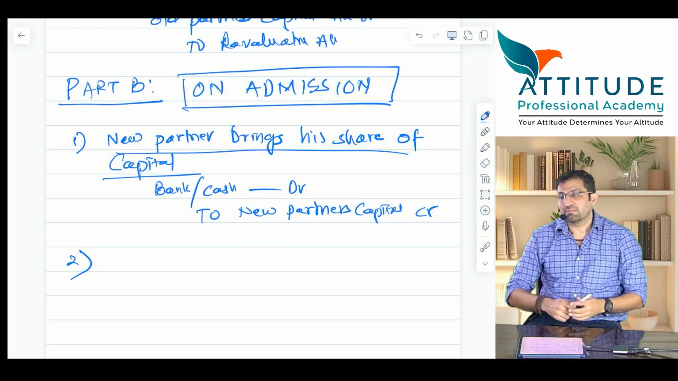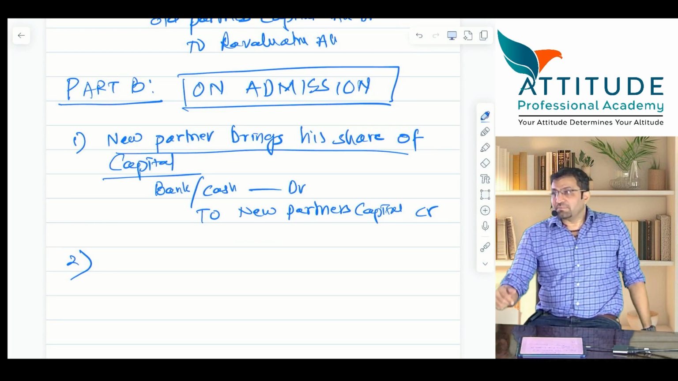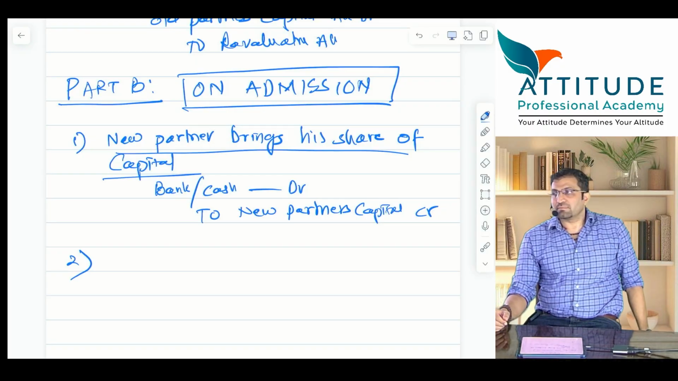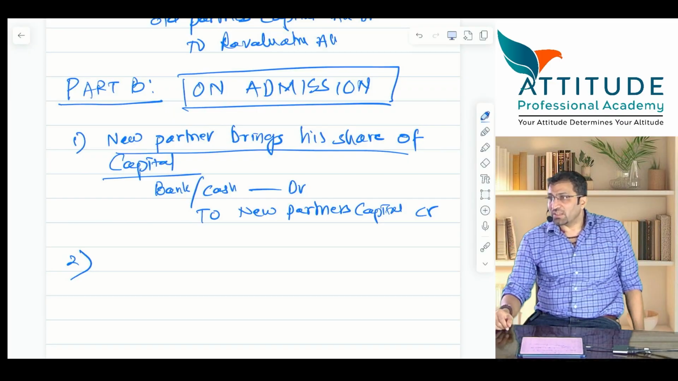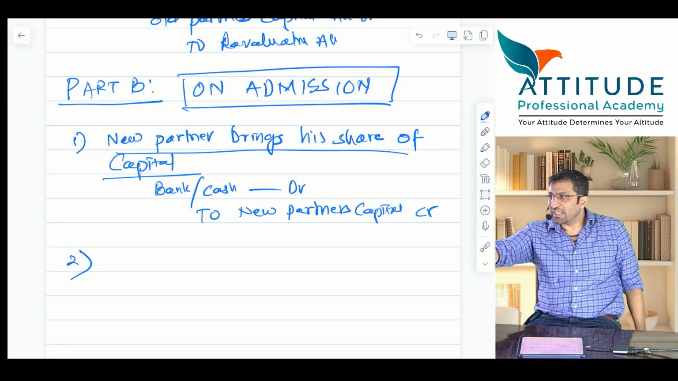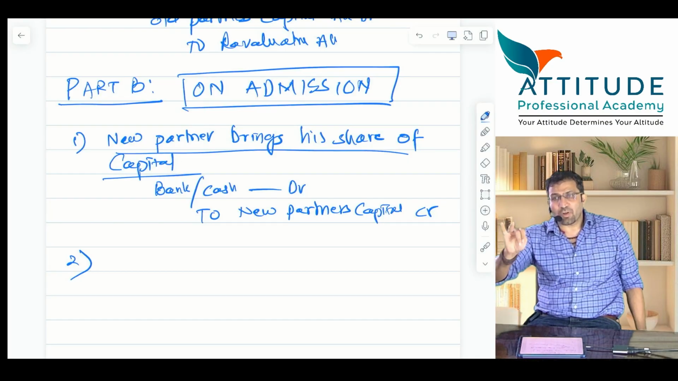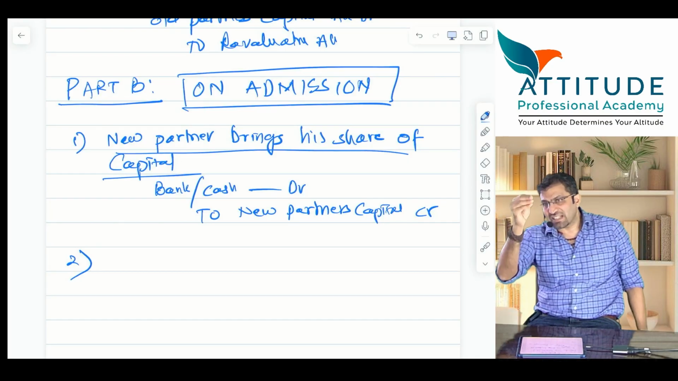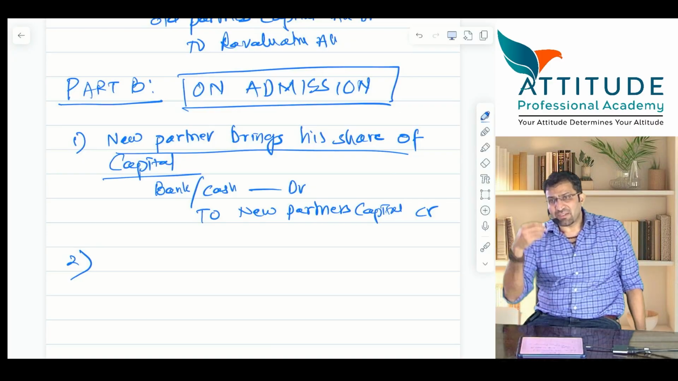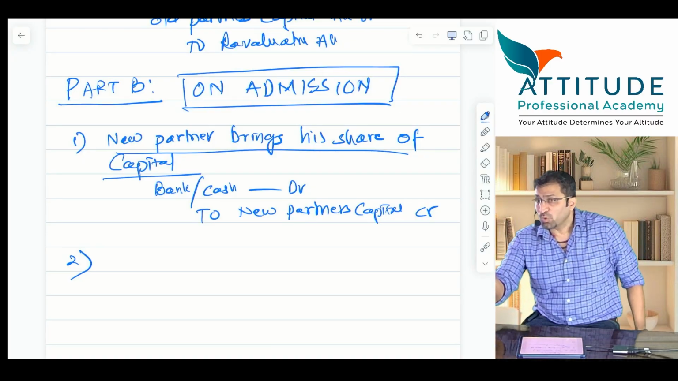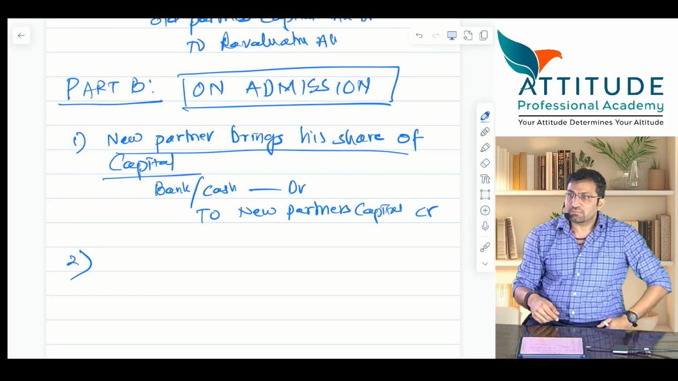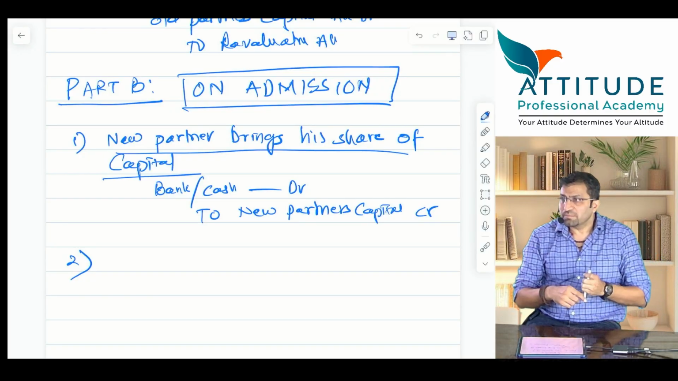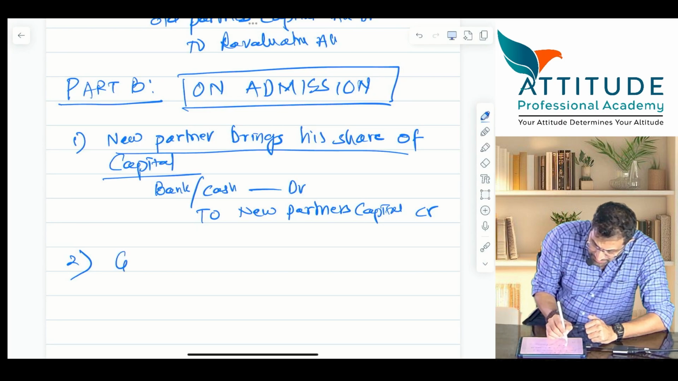What else do you want me to bring? Very good. Goodwill. Our partnership firm is having goodwill. Any of the 5 methods you can use to calculate the goodwill: average method, simple average, weighted average, super profits, annuity or capitalization. Yesterday we have seen that. Some of the sums will directly give the goodwill, some will not, and you have to calculate it. I'll bring goodwill. Now, goodwill adjustment.